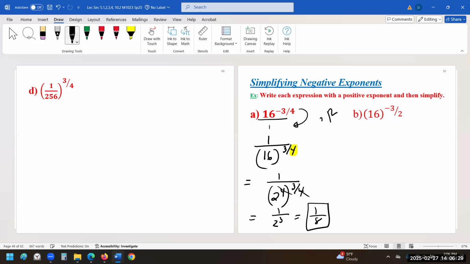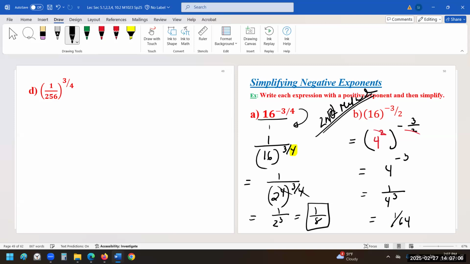Now let me show you the second method. What if you get rid of your denominator first? You're allowed to do so. That means you're going to rewrite your base in terms of 2. Now we can use 4 squared because our denominator is 2. The 2s cancel out. We have 4 to the negative 3. So it becomes 1 over 4 to the positive 3, which is 1 over 64.